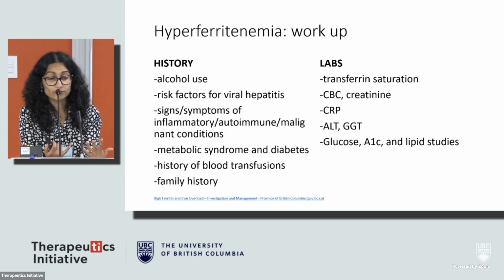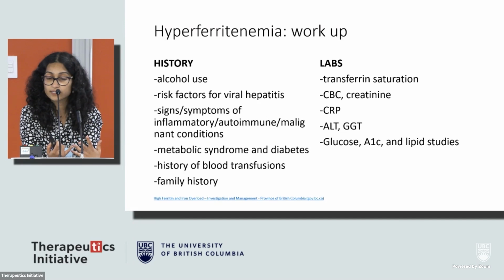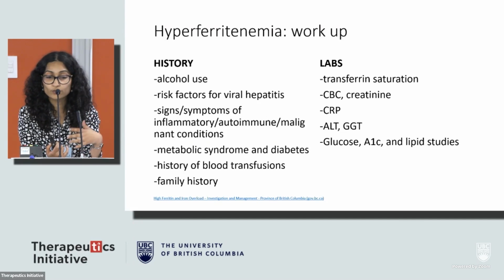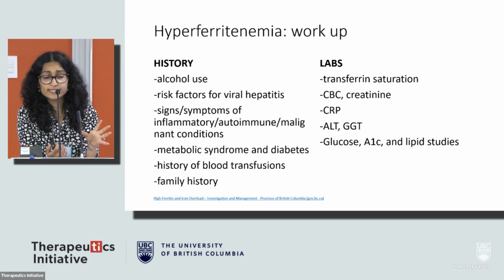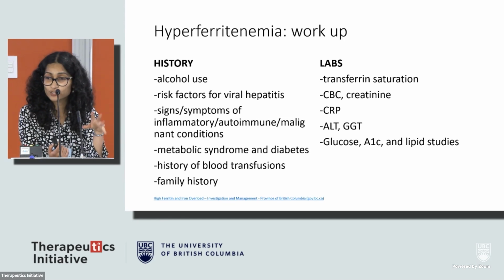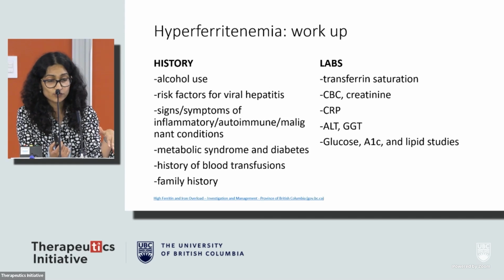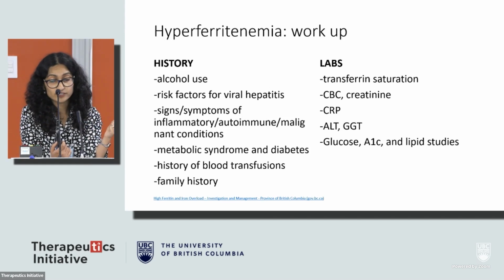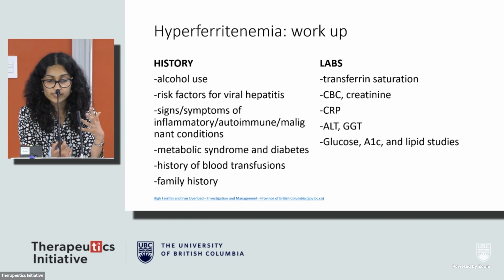But you also want to look for other reasons for hyperferritinemia. So CBC, creatinine, looking for elevated white count, looking for chronic renal disease. Again, a lot of these labs are recommended labs. You will have to then pick the labs that are applicable to your patient depending on what you get on the history. But CRP, if you're thinking about something inflammatory, you do the ALT and GGT if you're thinking that there's going to be a liver disease going on, and glucose, A1C, lipid studies if you're thinking about metabolic syndrome.